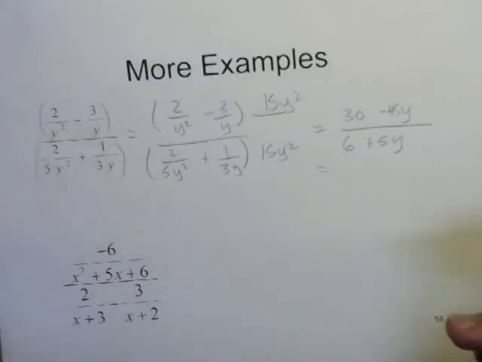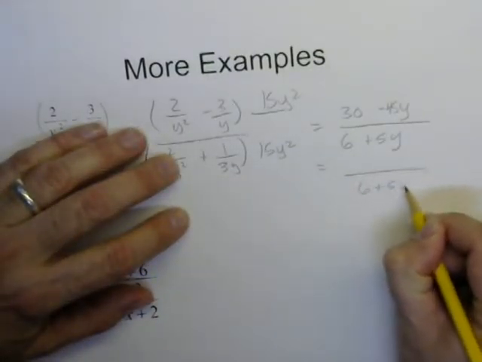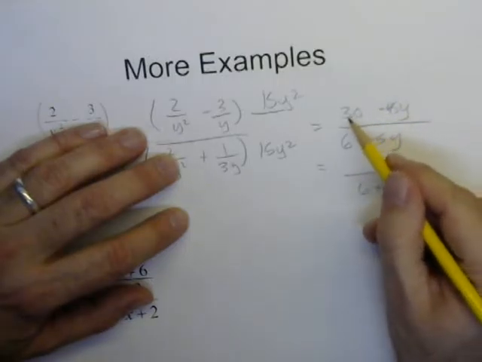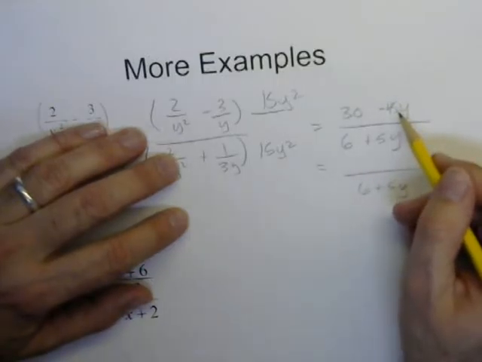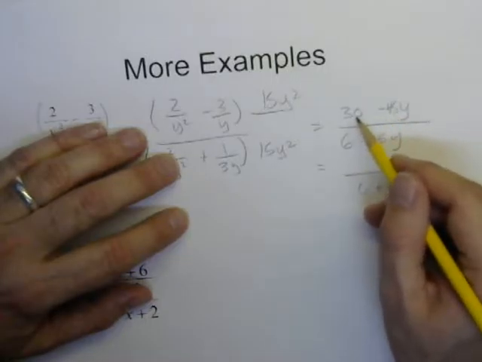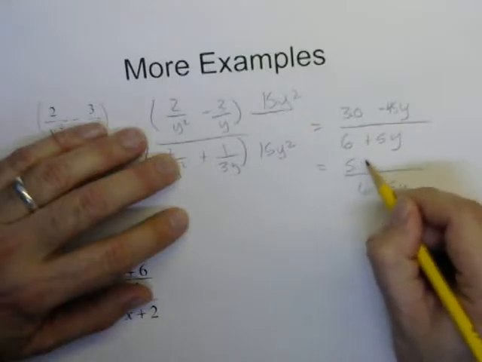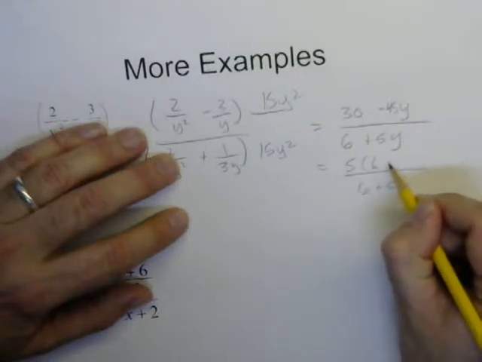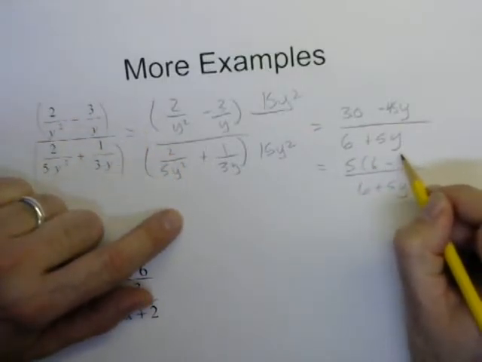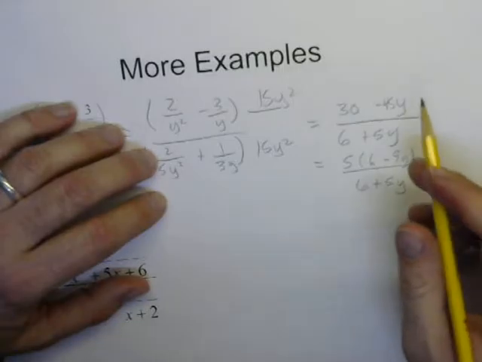Maybe this isn't reducible. Now, if you look at the bottom, there's nothing you can factor out of the bottom because they don't have any terms in common. But if you look at the top, you could factor out maybe a 5 out of each term on the top. Maybe you can factor out something bigger there. But that would leave you with 6 minus 9y, so again, doesn't look like there's anything you could cancel there.